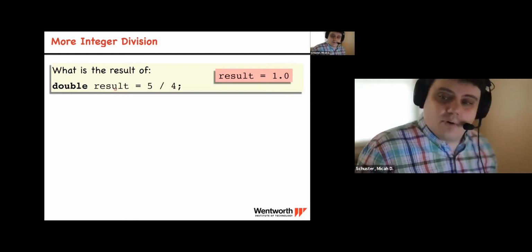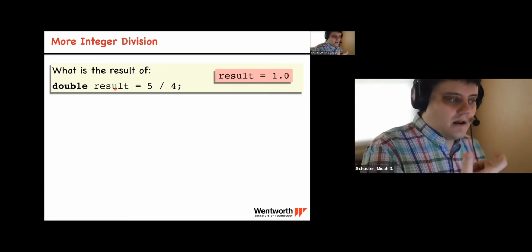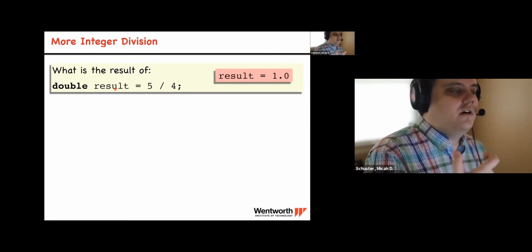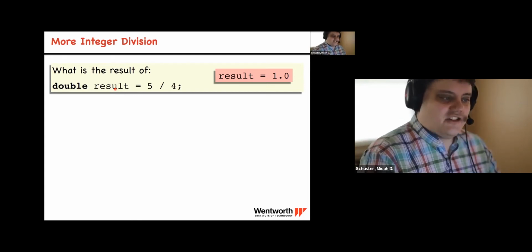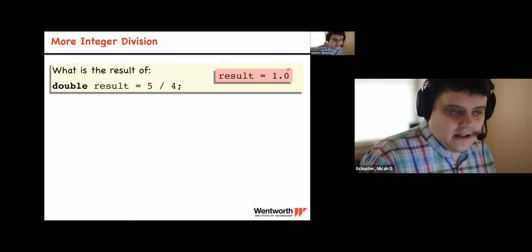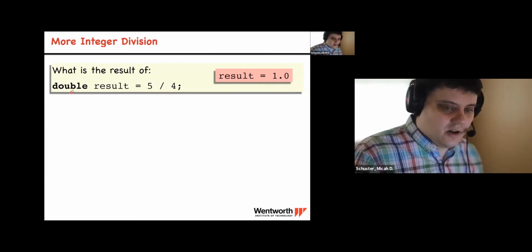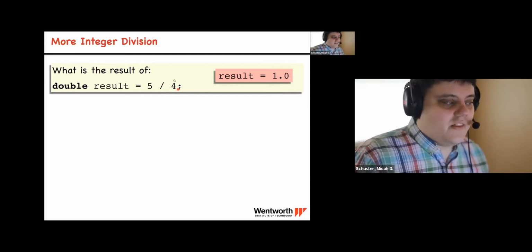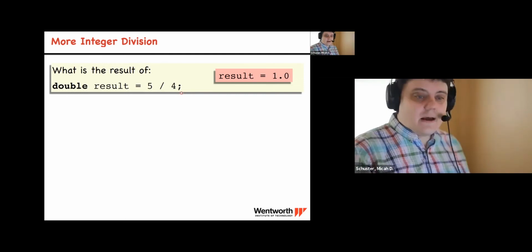So that's the process. That's how I want you to go about thinking about these calculations. 5 divided by 4, integers, it's 1. It gets saved into a double. That's when it's converted to give me the 1.0. So even though the left-hand side is a double, that doesn't have any influence on the actual calculation in the right-hand side. So treat them separately.